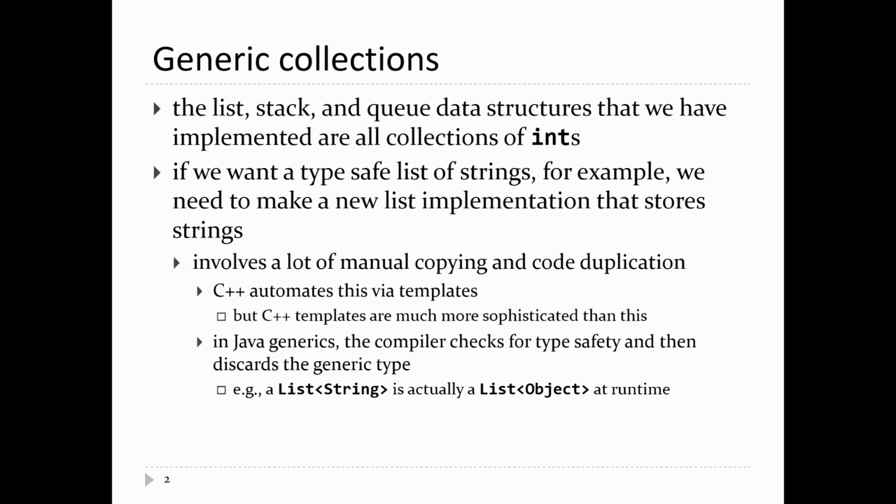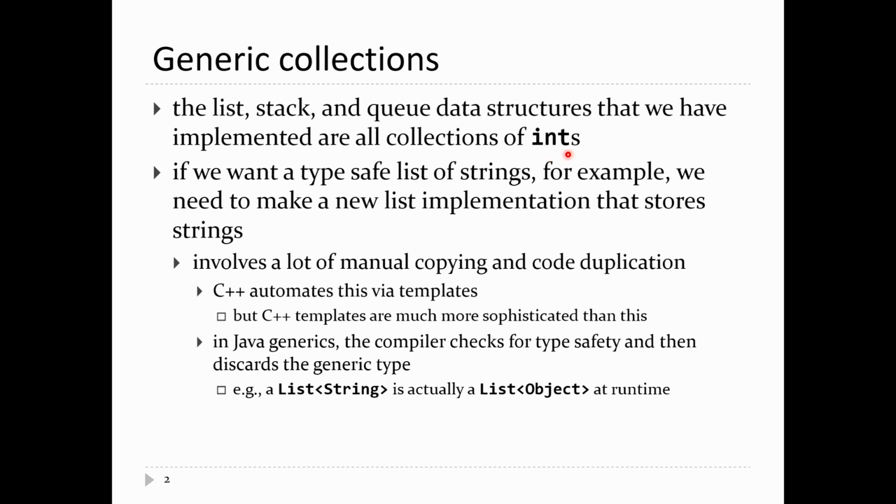So we've implemented a list, a stack, and a queue a couple different ways, right? With the list we used an array for storing the elements, and for the stack and queue we used nodes to store the elements. Both types of implementations that we used have a pretty serious disadvantage, and that is the collections that we implemented can only store ints.